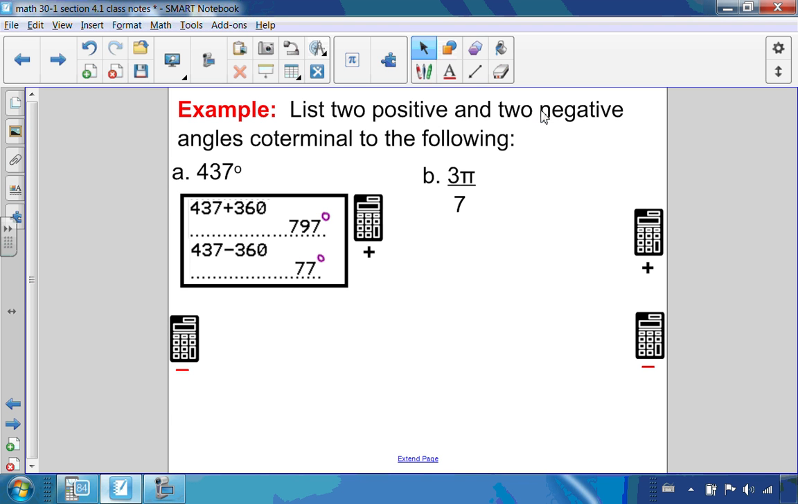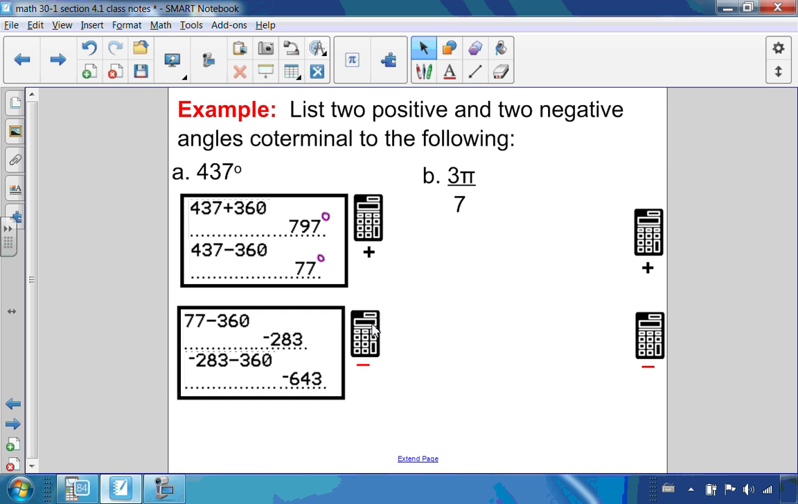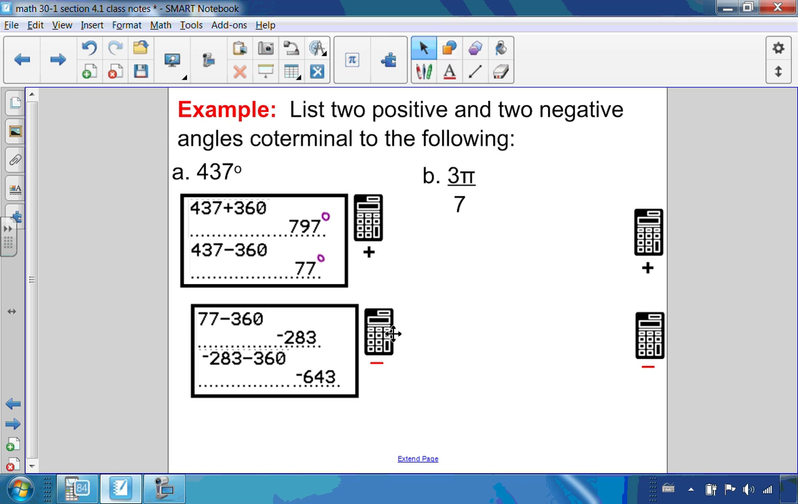Now to come up with negative coterminal angles, I could work with 437, but I'm actually going to work with 77 because that's the smallest positive angle. If I subtract 360, I will get into the negatives right away. So I start with 77 and I subtract 360, so negative 283 degrees is an angle, and then I can just subtract 360 again, and negative 643 is another coterminal angle.